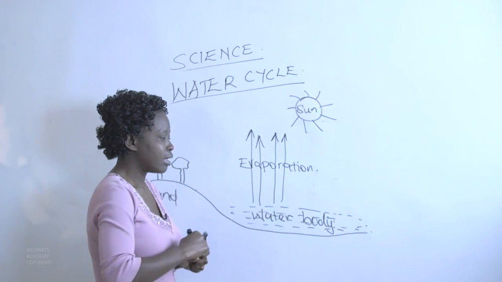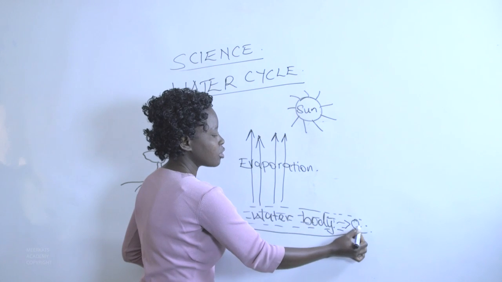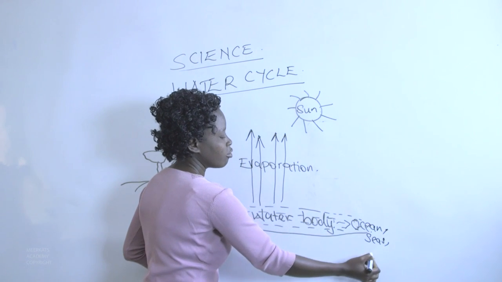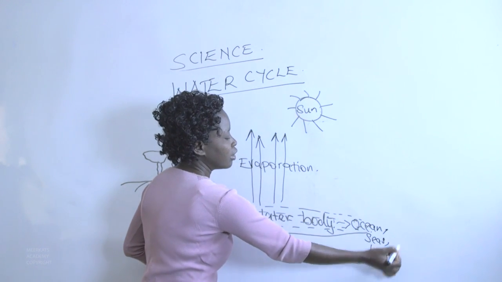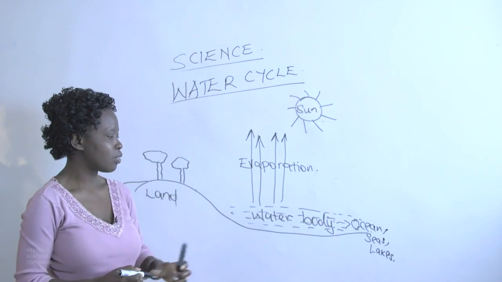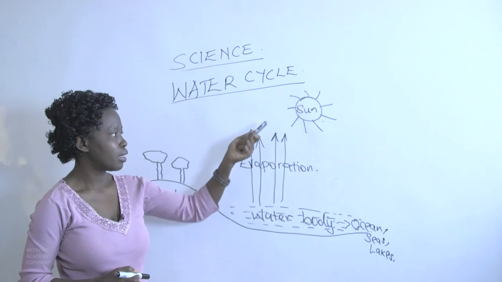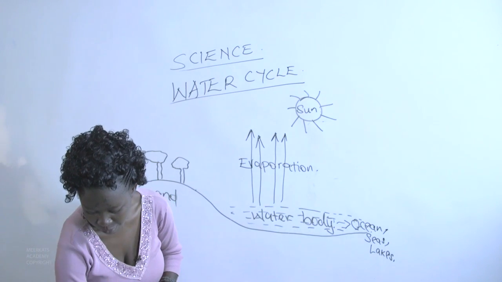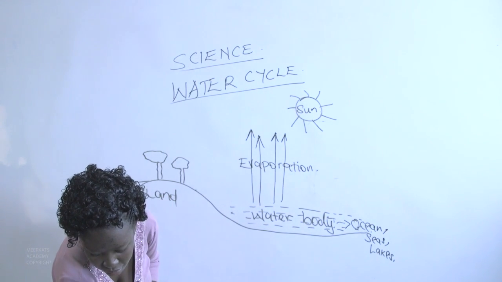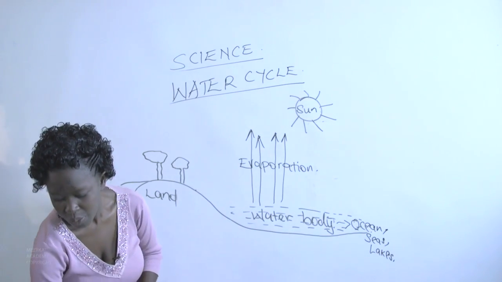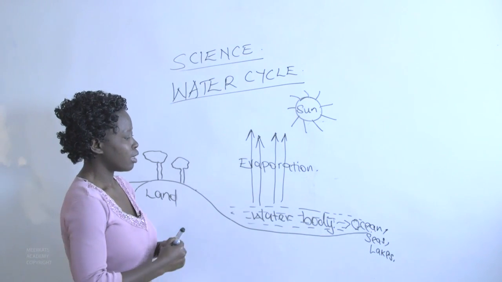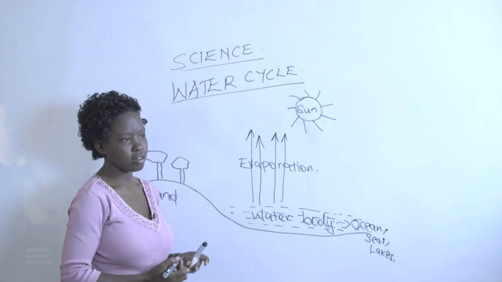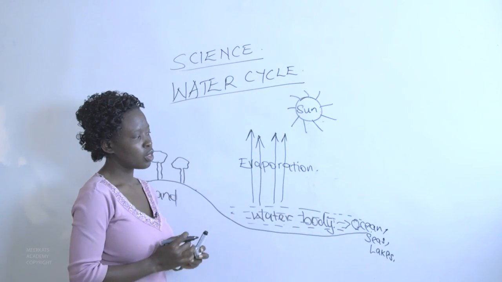The water bodies include things like oceans, seas, lakes, rivers, and so on. So the water in these water bodies is heated up by the energy from the sun. Then it evaporates into the atmosphere. As it evaporates and rises up into the atmosphere, the water, which was in a liquid state, changes its state from the liquid state into water vapor.